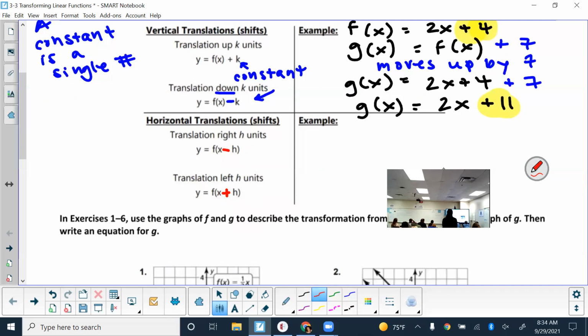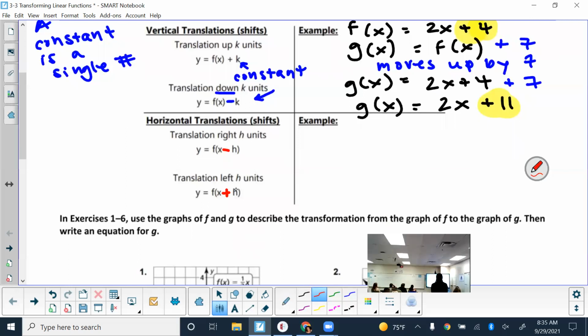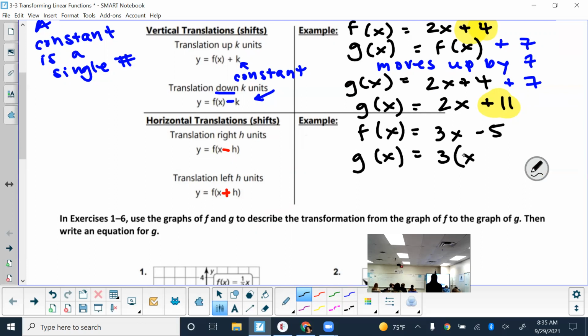All right, so if you want to just look at the graph and say, let me put an example there. Let's say f of x is 3x minus 5. And g of x is 3x minus, give me a number. I'll do 8 because I don't want to do 5. We already have. I don't want to do 8. All right, but yeah, so our h value is 8.